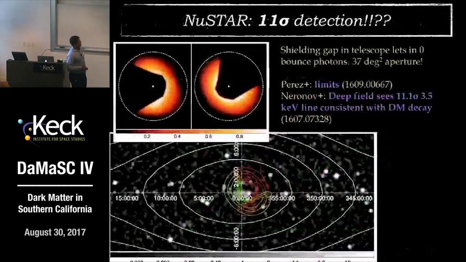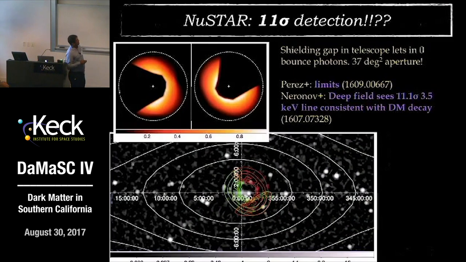So another thing that was a new way of using X-ray telescopes was using NuSTAR in new and interesting ways. And this definitely has a Caltech JPL connection here. The first analysis was actually by a European group led by Neronov that saw, in the deep field observations by NuSTAR, an 11 sigma 3.5 keV line, which was consistent with dark matter decay given the dark matter density within the field of view. Quite interesting, but they still said it's probably instrumental because at that energy it's not well understood what's going on with NuSTAR.